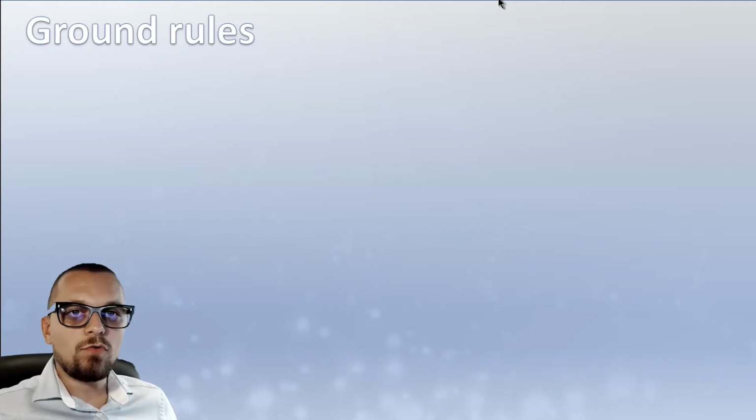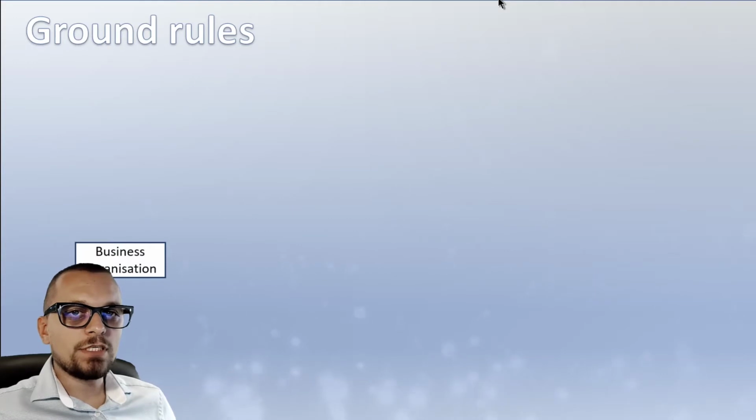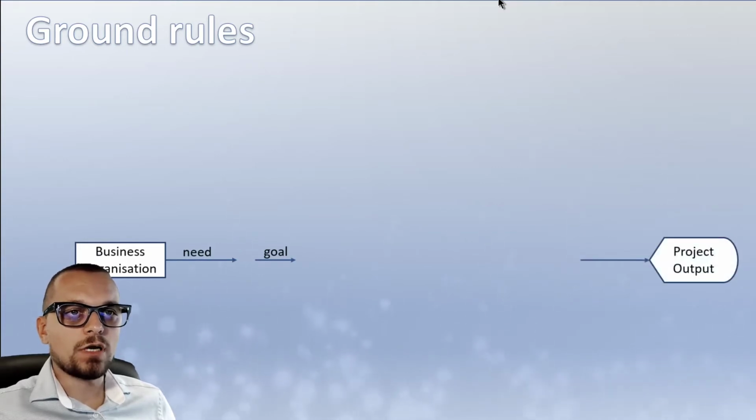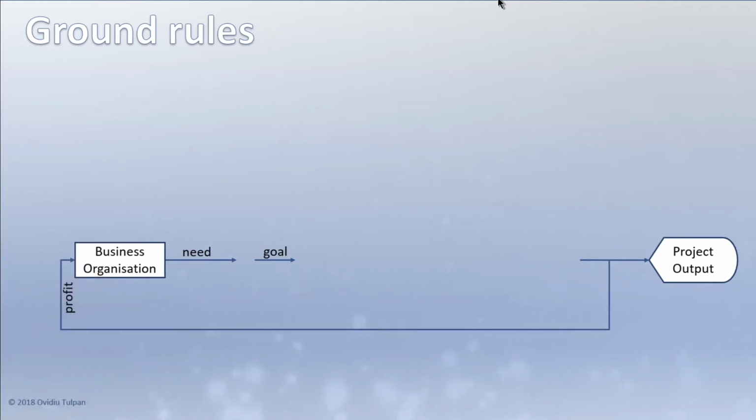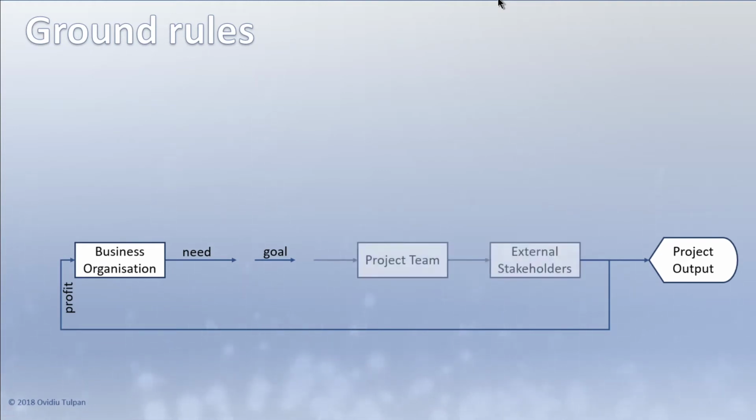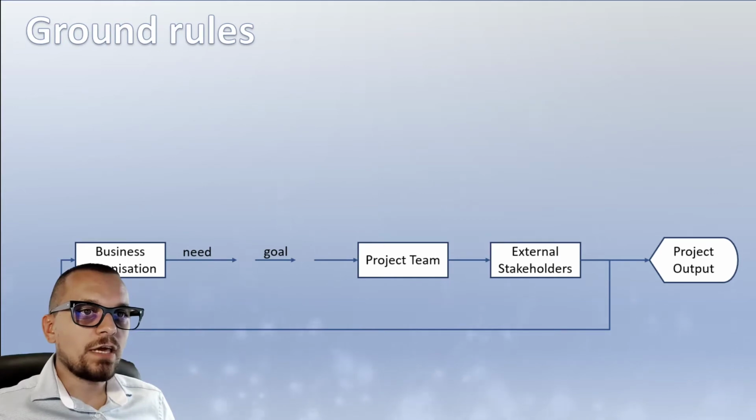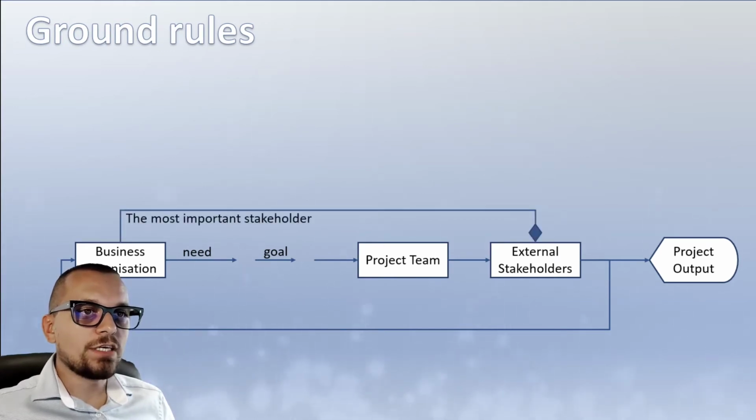Let's have a quick look at what a project is, and I will do this from an engineering point of view. First, we have the business organization, which has a need. And this need gets refined into a goal, which is the expected outcome of the project output. Reaching this project output brings profit back into the business organization. In between the business organization and the project output, we have the project team and external stakeholders. Part of these external stakeholders is the business organization itself.